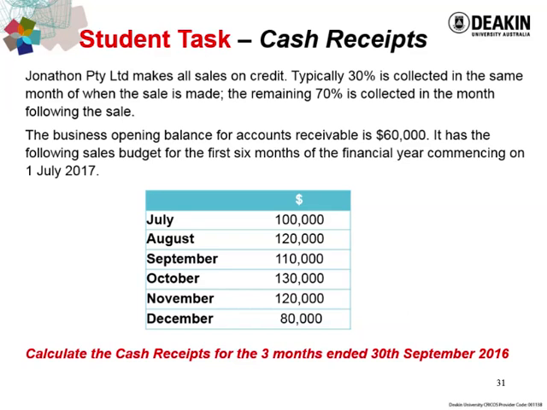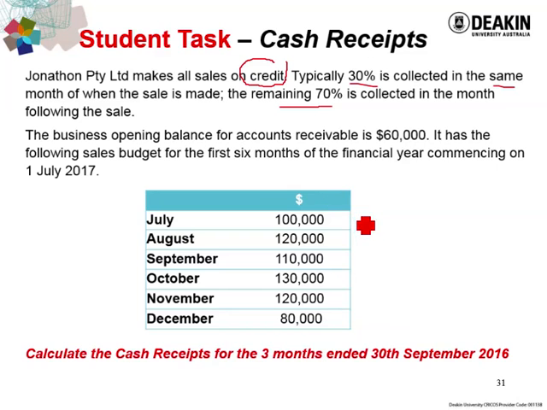Let's go through an example through the student task. In this case, the company makes sales on credit. So all sales are made on credit. 30% of the receivable is collected in the same month when the sale is made, and the remaining 70% is collected in the month following the sale, meaning in the next month or the subsequent month.